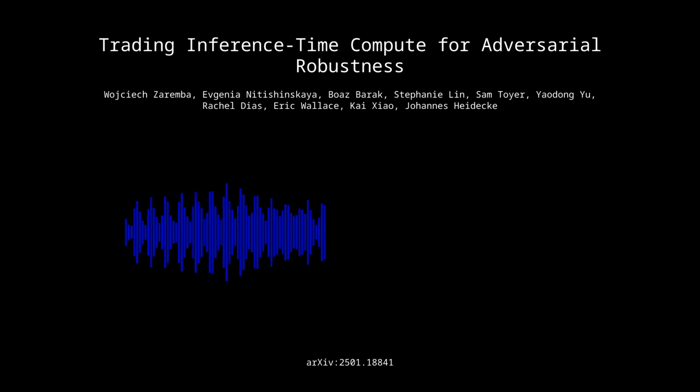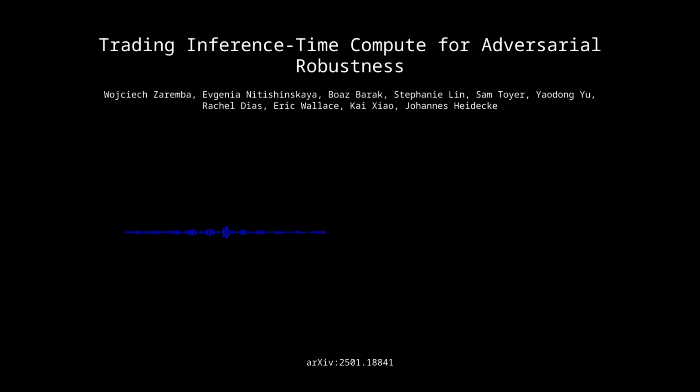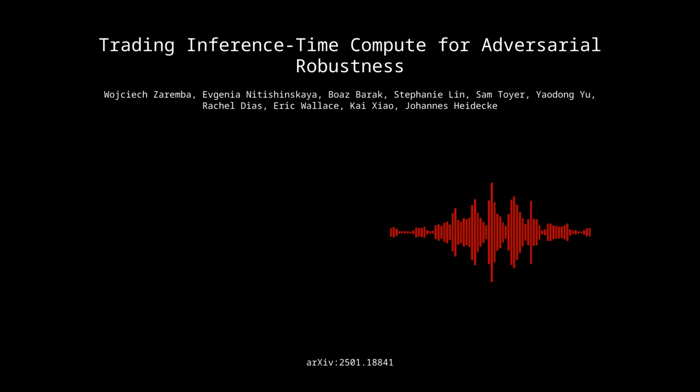Welcome back to our deep dive into trading inference-time compute for adversarial robustness. We've established that the core idea of the paper is that increasing compute during inference might make large language models more robust. Right. So now let's unpack the specifics of how they set up their experiments so we can understand how they got to these findings. Absolutely. The methodology is key to understanding the validity and the applicability of the results. Could you walk us through the experimental design?